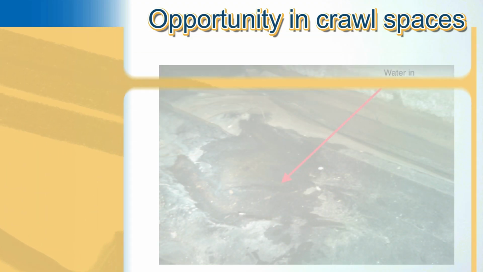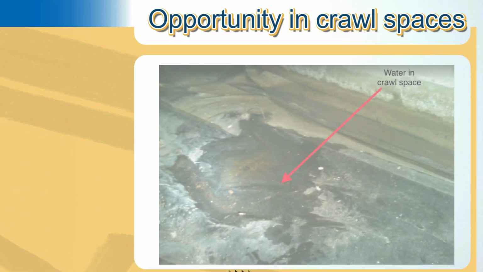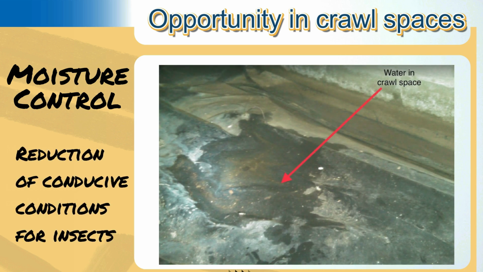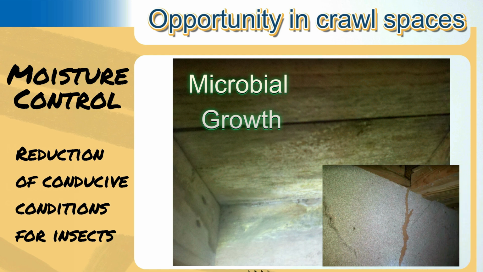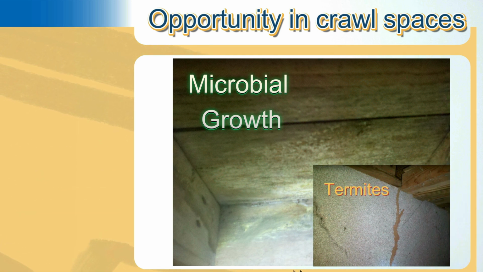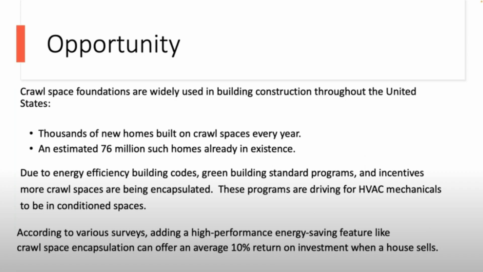When we look at crawlspaces, it's important to note that there's a lot of opportunity in this area. When I say opportunity, I'm referring to the fact that these areas are synonymous with moisture, termite, and other insect issues. Crawlspace foundations are widely used in building construction throughout the United States. This is proven by the fact that around 250,000 new homes are built on crawlspaces each year. There's also an estimated 76 million such structures already in existence.